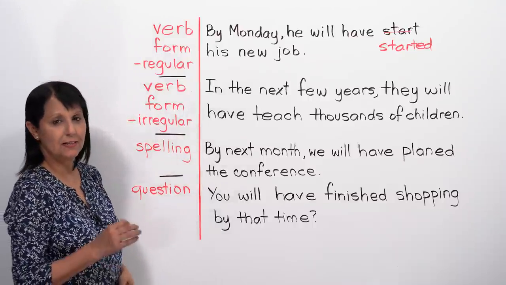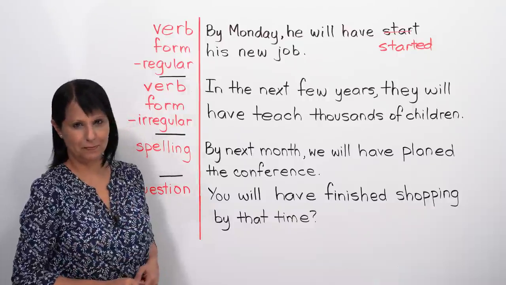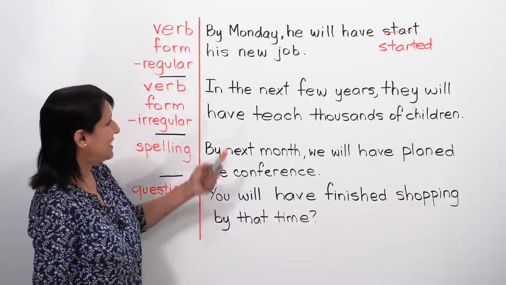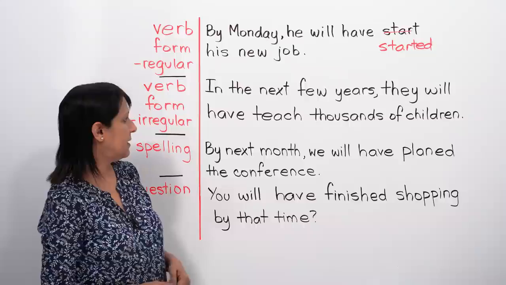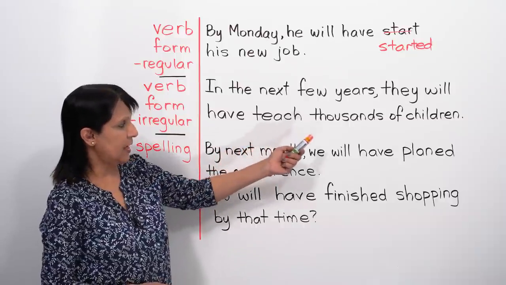Sometimes the mistake is in the verb form for an irregular verb. For example, in the next few years, they will have teach thousands of children.